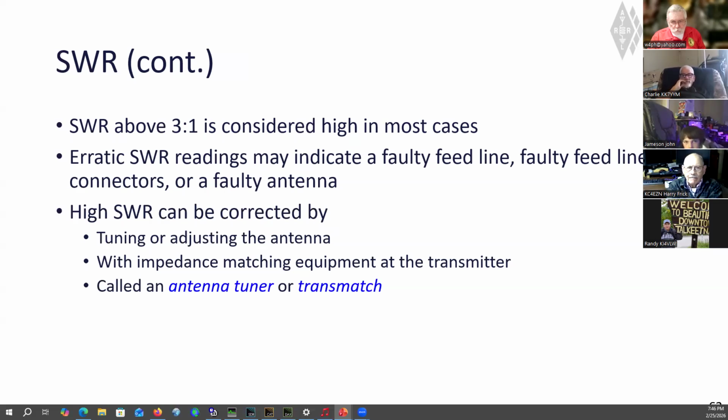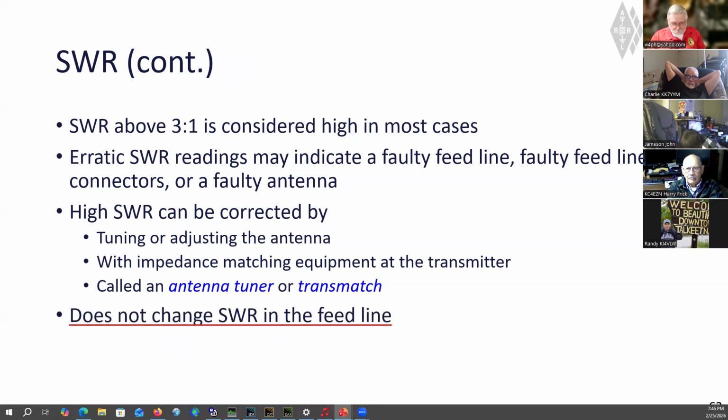High SWR can be corrected by tuning or adjusting the antenna with impedance matching equipment at the transmitter called an antenna tuner or transmatch. It doesn't tune anything, it really does the matching. Does not change the SWR in the feed line. That you're going to have to live with unless you're, again, on that one frequency that antenna was made for.